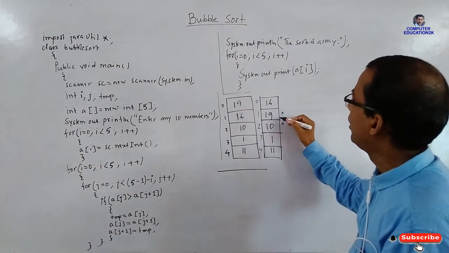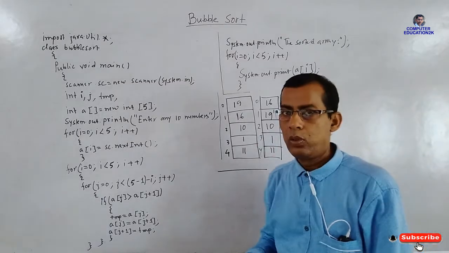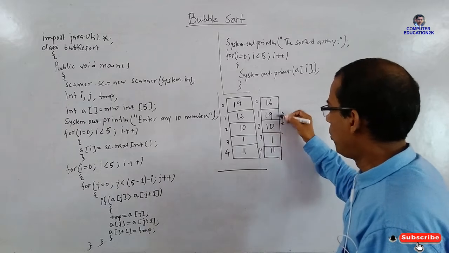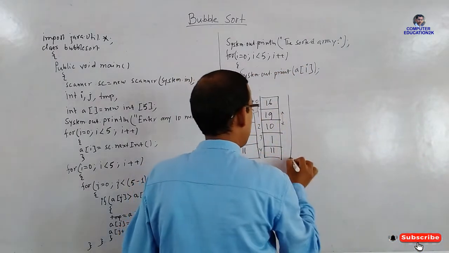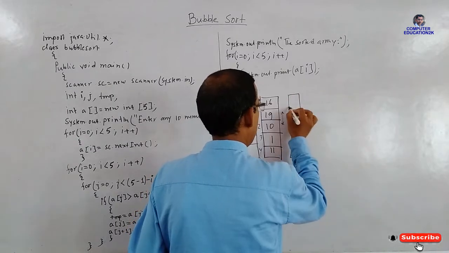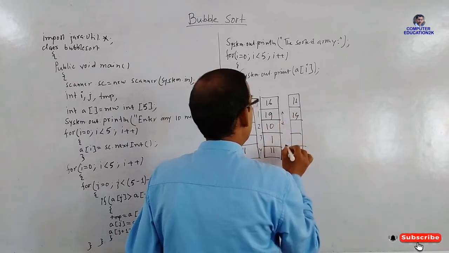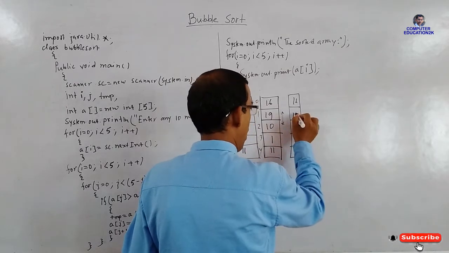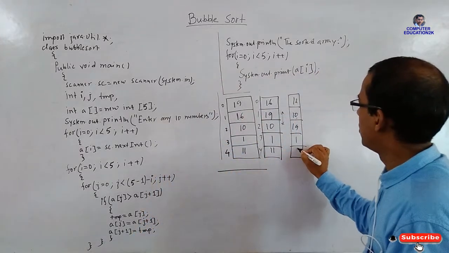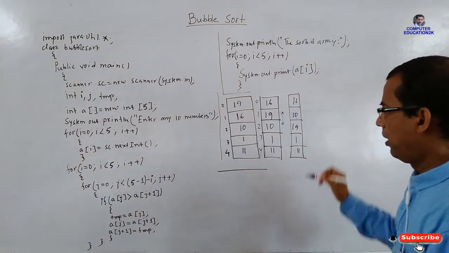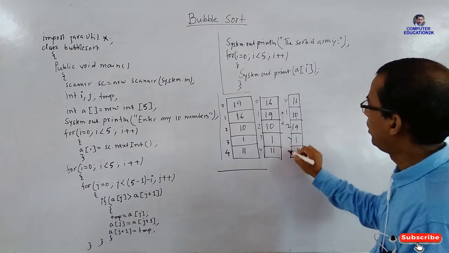You see the upper value is bigger than the lower value, so the lower value will go up and the upper value will go down. So it will be like this again. 10 will go up and 19 will come down and the rest of the elements will remain as they are. Now you see, this is 0, 1, 2, 3, 4.